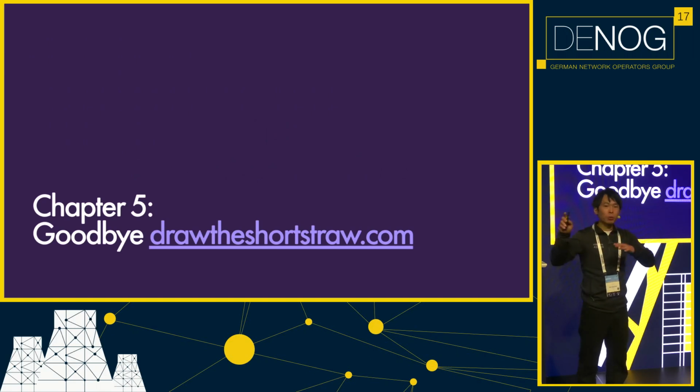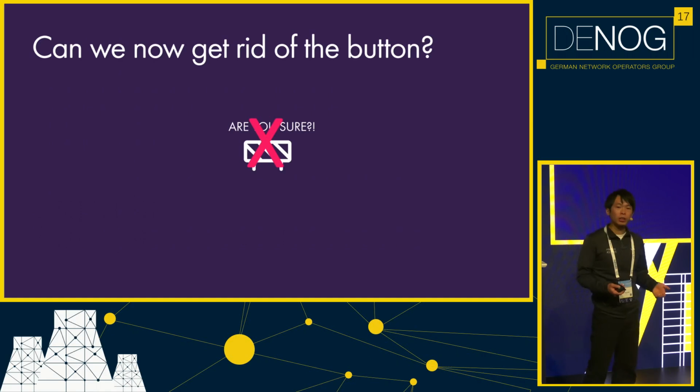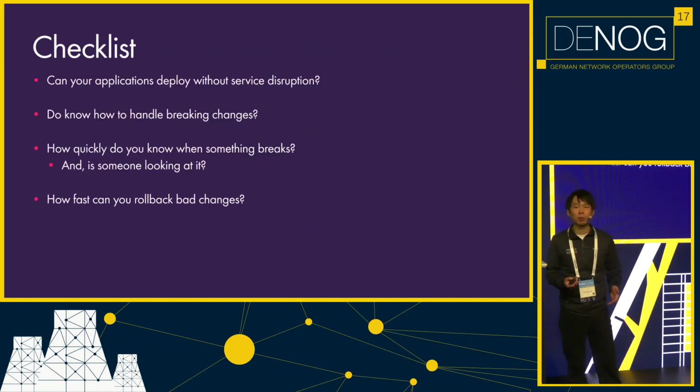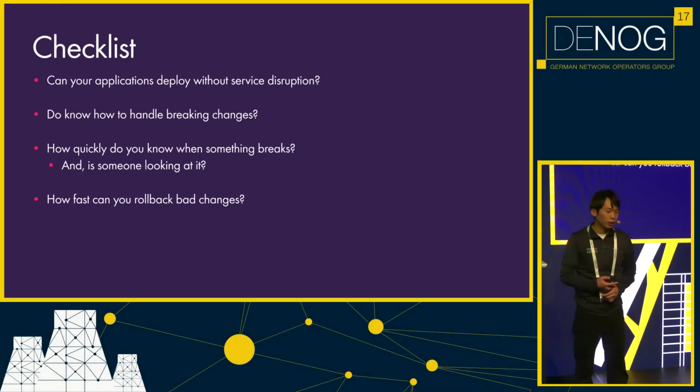So with that out of the way, go back to this, trying to get rid of the button, right? Saying goodbye to this. Can we actually get rid of the button now? Yeah, sort of, right? But you have to remember a couple of things. You have to make sure that when you're doing deployments there's no service disruption. Otherwise, if 10 MRs get merged in one day, then your service goes down 10 times. Not great. You have to make sure how to handle breaking changes. When you rename a column on the database, how do you actually handle this?